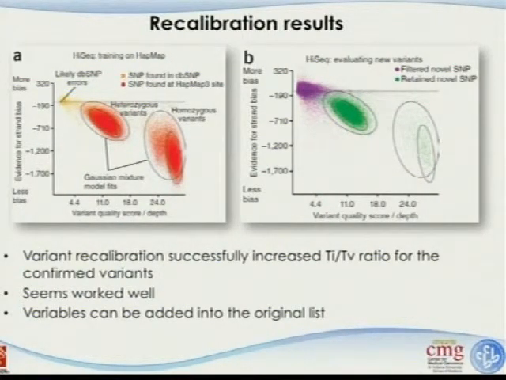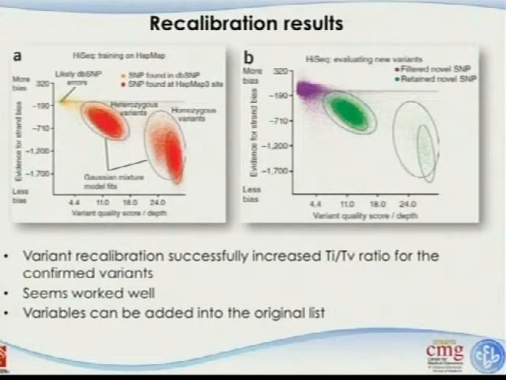And they found these regions, where the scores are lower and the strand bias is higher. These are most likely the noise. So this is retained: the green ones are the retained novel SNPs, and the purple ones are the filtered-out novel SNPs.